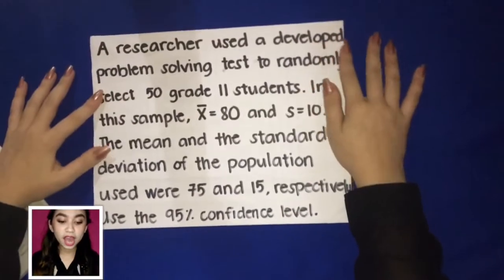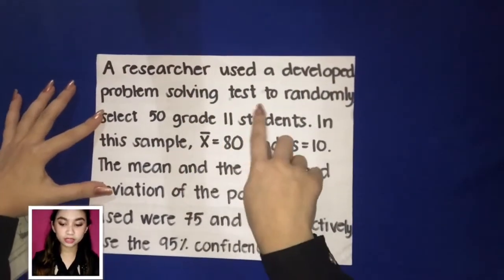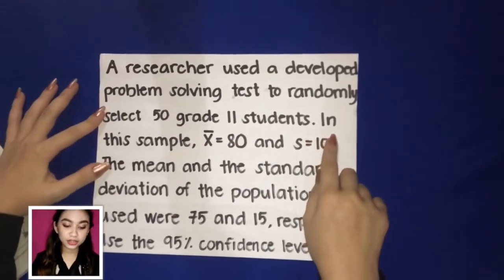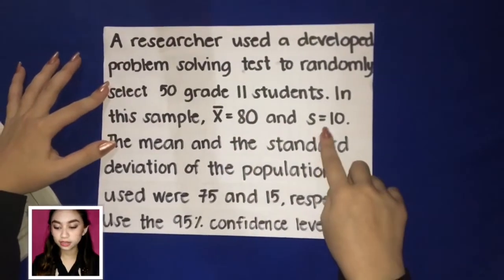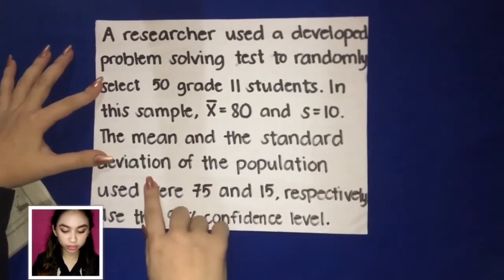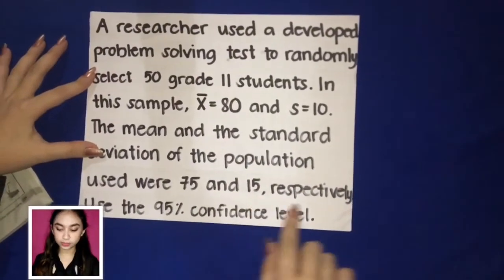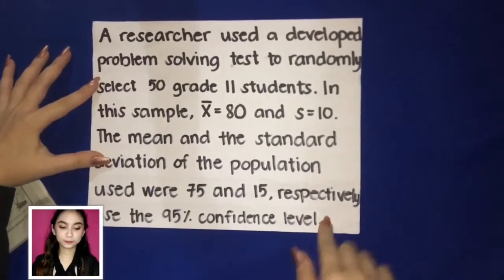So our first problem. A researcher used a developed problem-solving test to randomly select 50 grade 11 students. In this sample, the mean is equal to 80 and the standard deviation is equal to 10. The mean and the standard deviation of the population used were 75 and 15 respectively. Use the 95% confidence level.